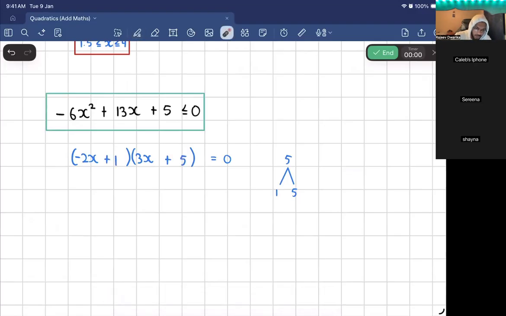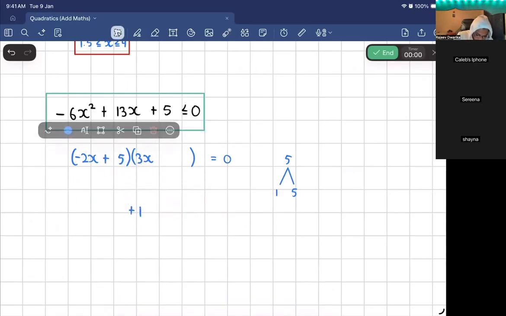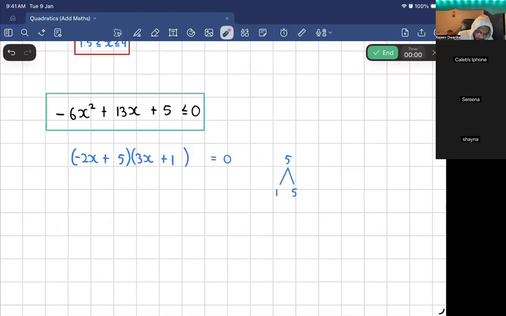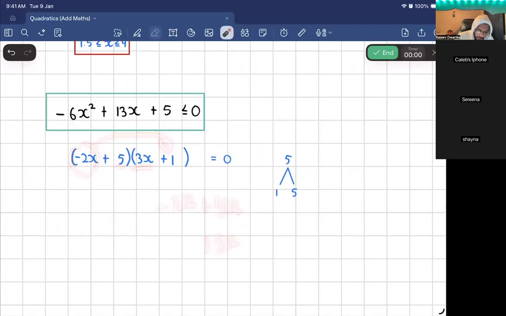Let's check to see if this works out. Minus 2x by 5 is minus 10x. 1 by 3x, 3x. That wouldn't work out. So maybe we should switch the order. Right? If I switch the order, that's going to be minus 2x by 1, which is minus 2x, and 5 by 3x is 15x. So minus 2 plus 15 is, in fact, 13x. So we're good to go.